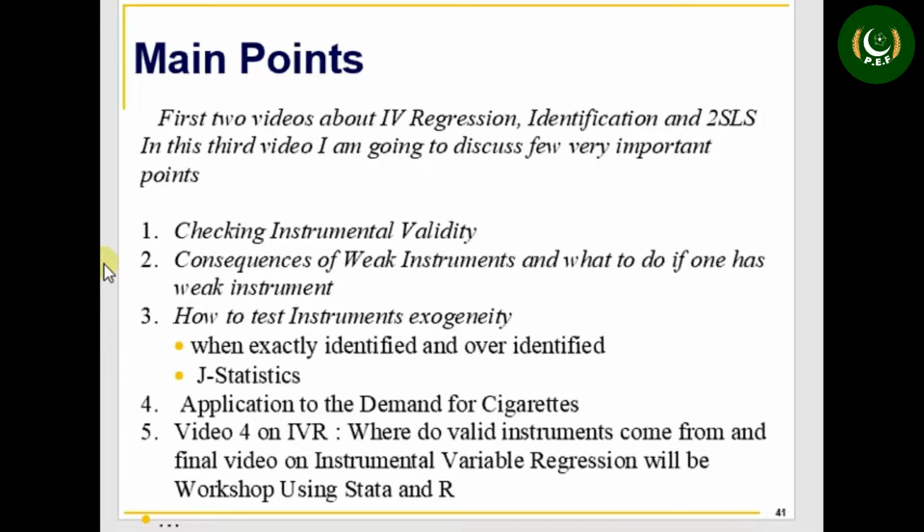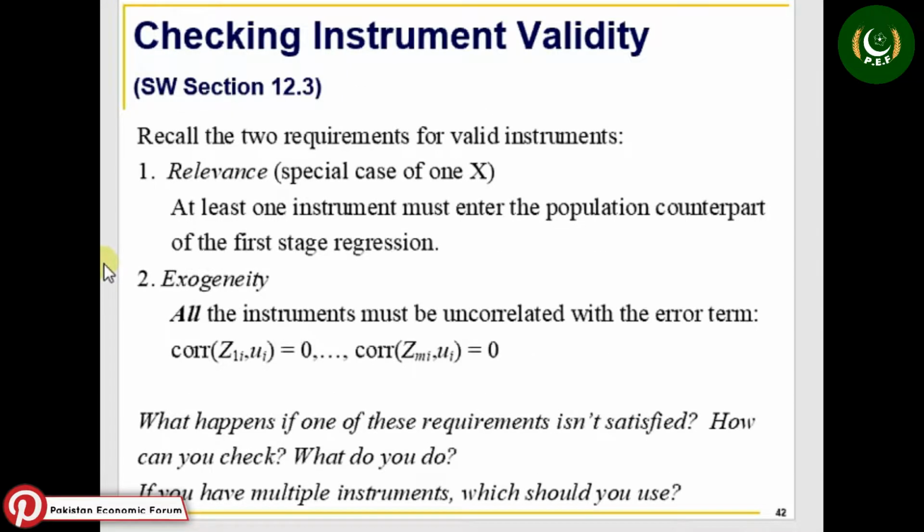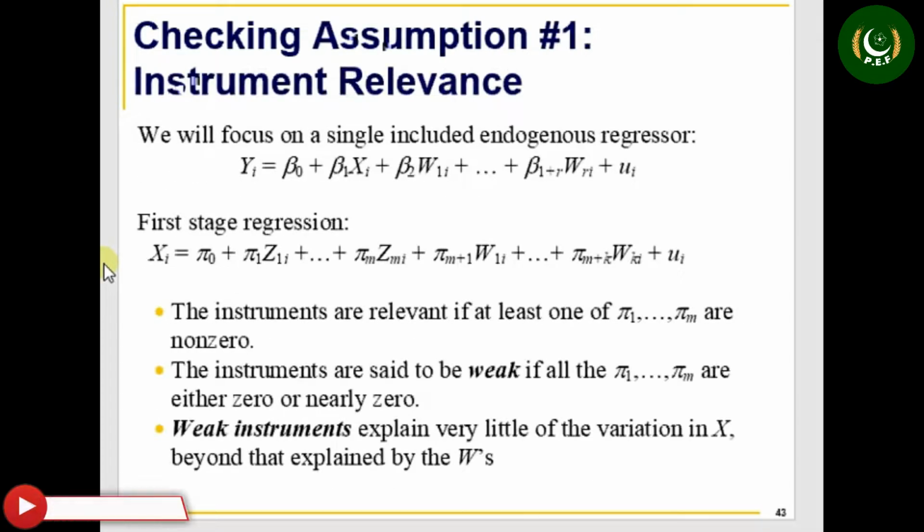So let's come to the main topic of this video: instrumental relevancy and instrumental exogeneity in practice. So you see, we have two basic requirements. An instrument is relevant if it is correlated with X. Endogenous regressor is X. And secondly, all instruments should be uncorrelated with U. So what happens if these assumptions are violated and how do we deal with this?